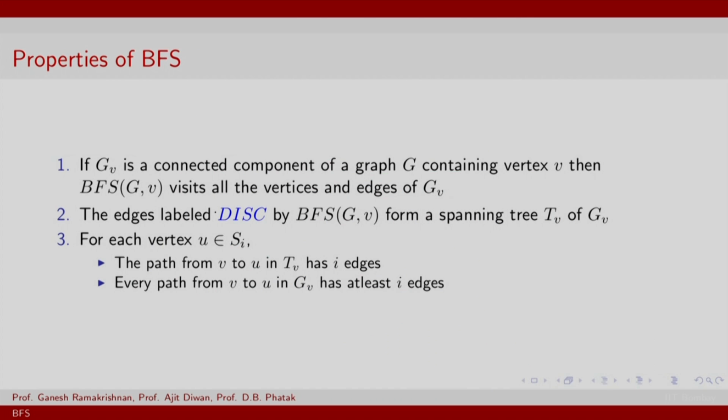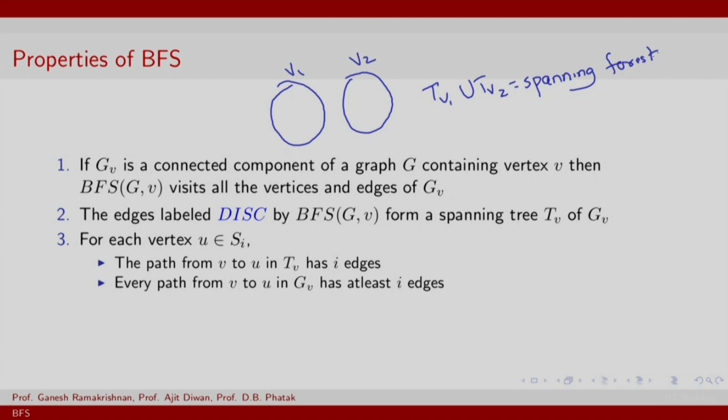So if G_v is a connected component of a graph G containing vertex v, then BFS on G_v starting at v visits all the vertices and edges of G_v. It labels some edges as discovered and the others as cross. For each edge labeled discovered, if you put them together, you get a spanning tree T_v of G_v. And in case your G happens to have several disconnected components, v1, v2, then T_v1 union T_v2 will give you the spanning forest of G.